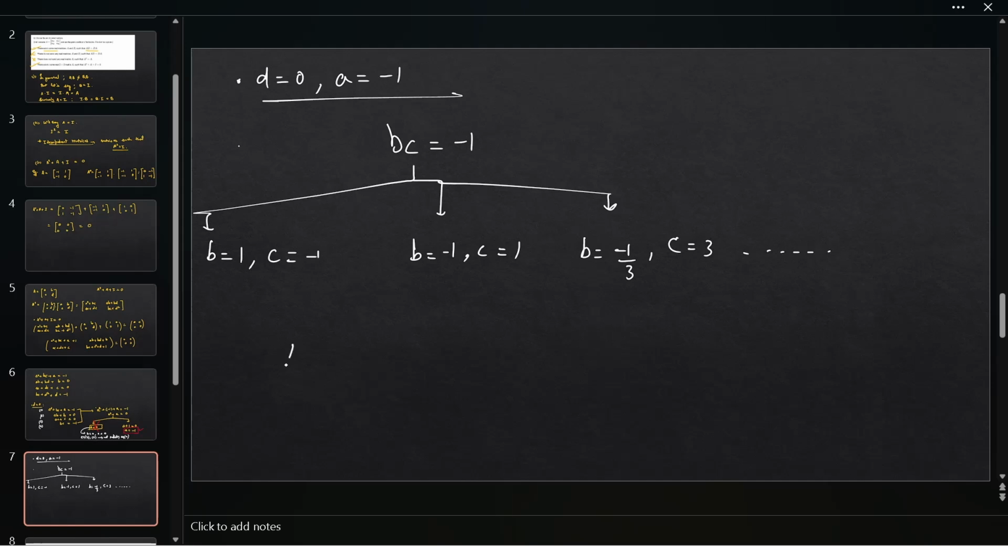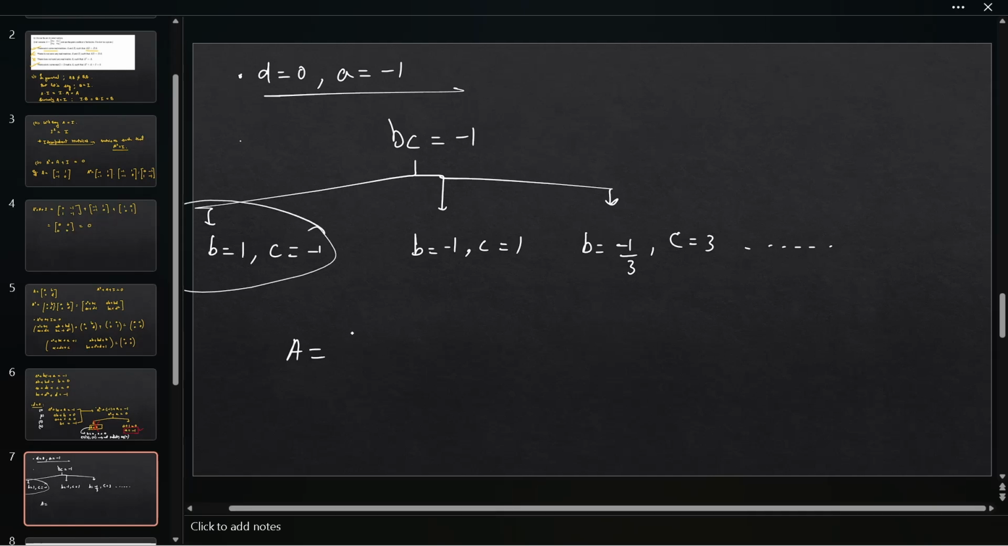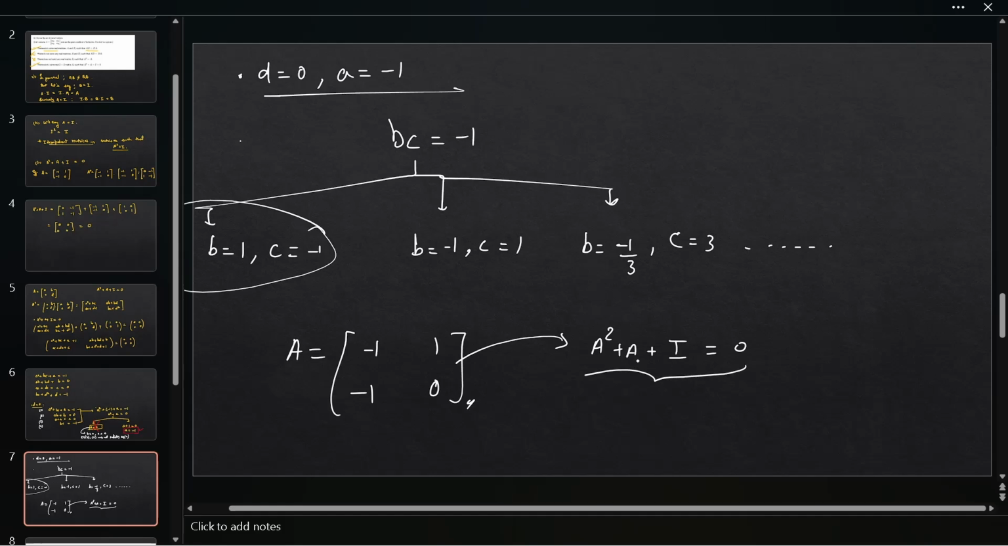So let's say I'm moving ahead with this particular example of A, B, C and D. I will get A equal to minus 1, D equal to 0, B equal to 1, and C equal to minus 1. So this is one of the matrices that I have obtained, which will satisfy this equation A square plus A plus I equal to 0. So whenever you are in such situations, you can always take any arbitrary matrix A, B, C, D, and you can test whether it is possible to obtain any combination of A, B, C, D that would satisfy this equation or not.